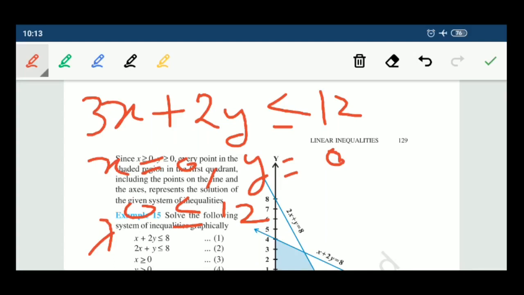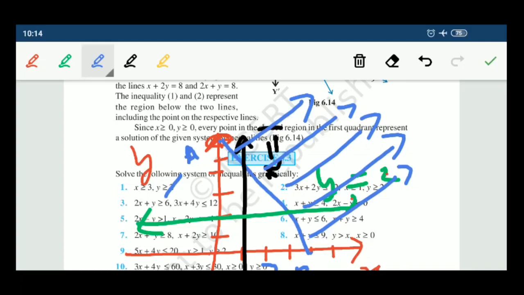So this indicates its solution is represented by the shaded region above the given line. You can see here the solution of 3x plus 2y less than or equal to 12 is above this line AB. I have shaded it with the blue color.